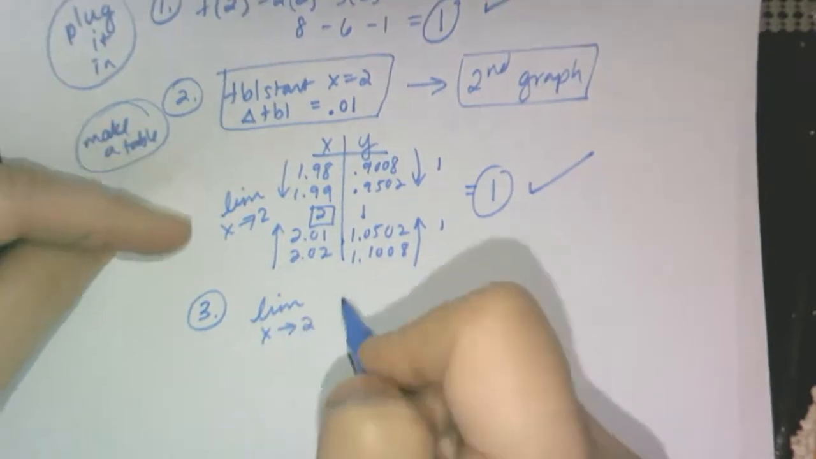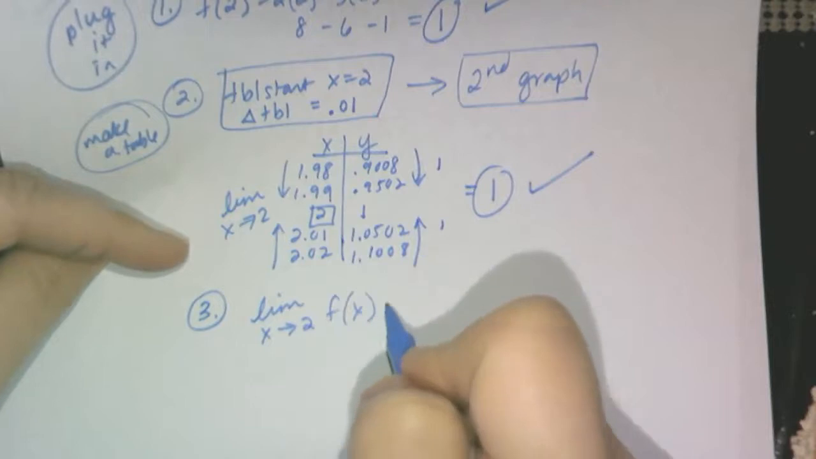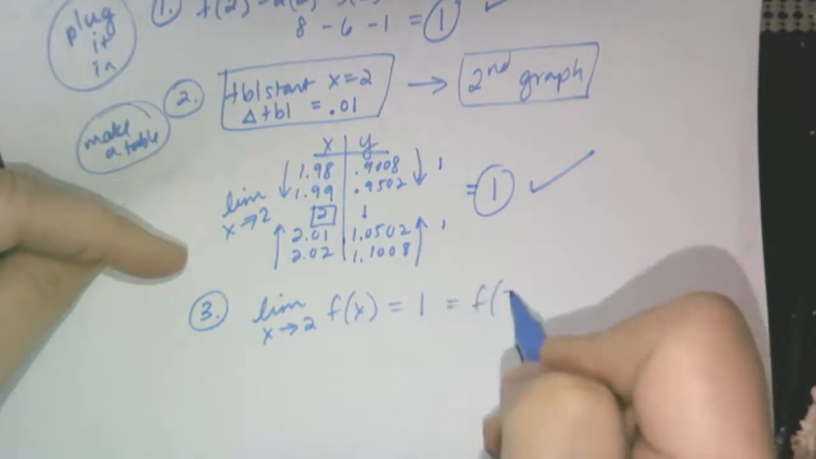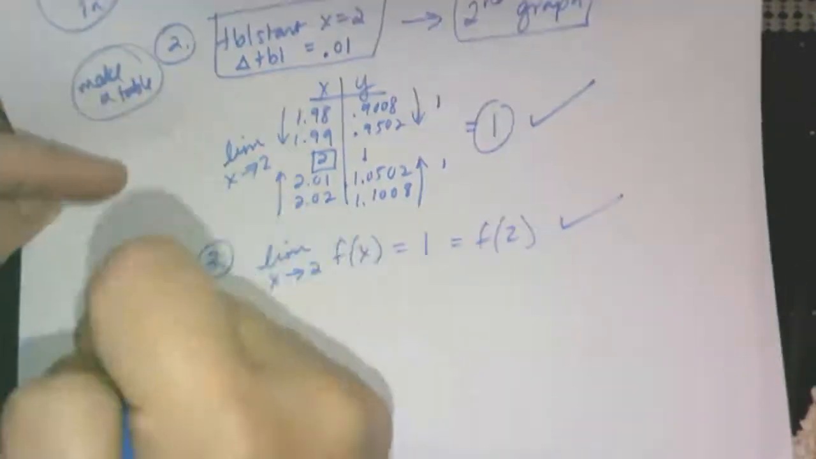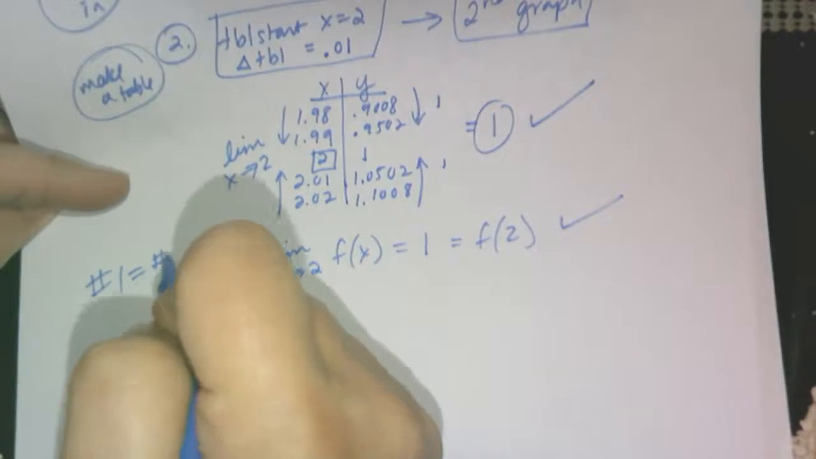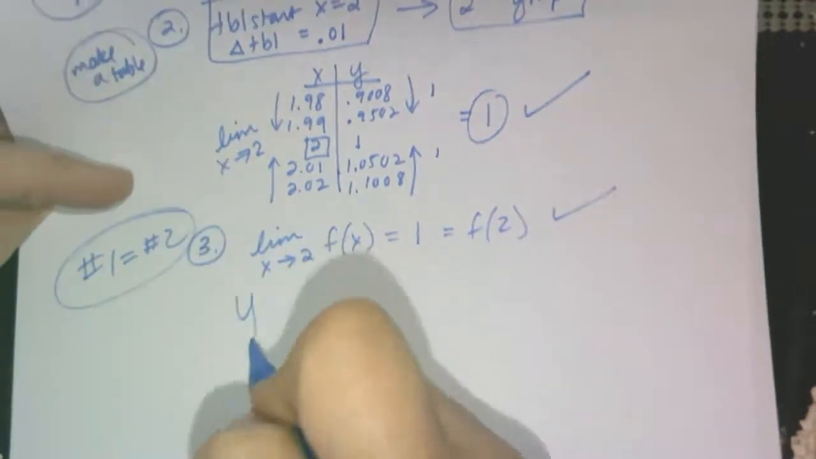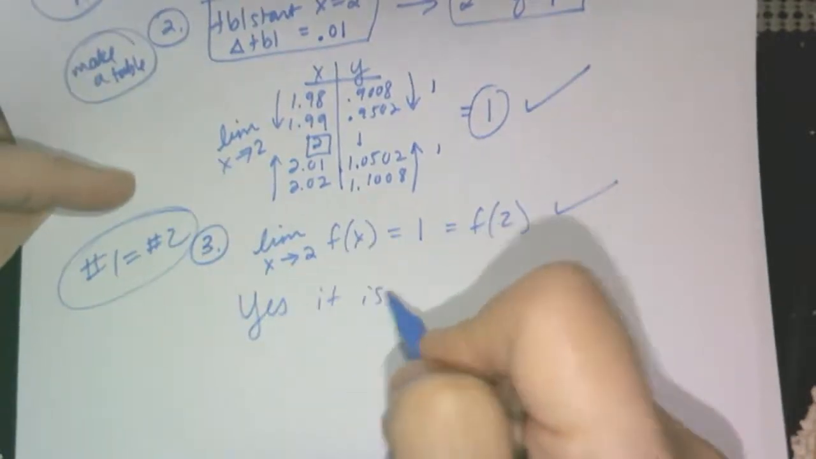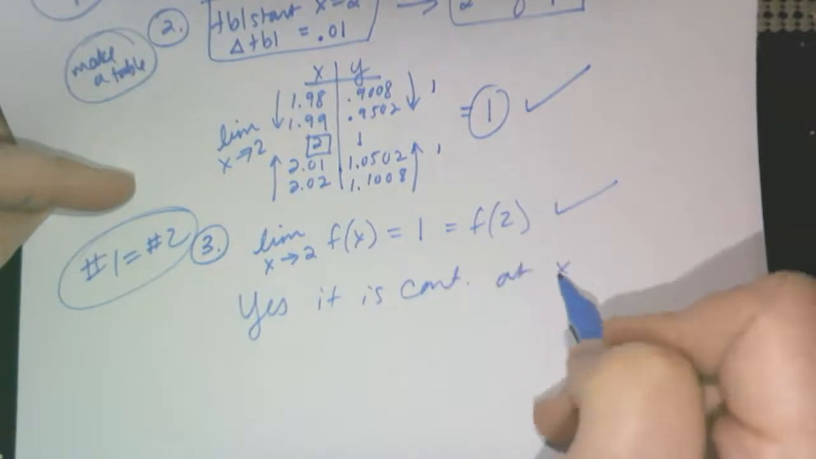Okay. So you would say the limit, and you probably don't even have to write this, the limit as x approaches 2 of my f of x is equal to 1, which is actually equal to f of 2. These are both the same. Your number 1 equals your number 2. So yes, it is continuous at x equals 2.